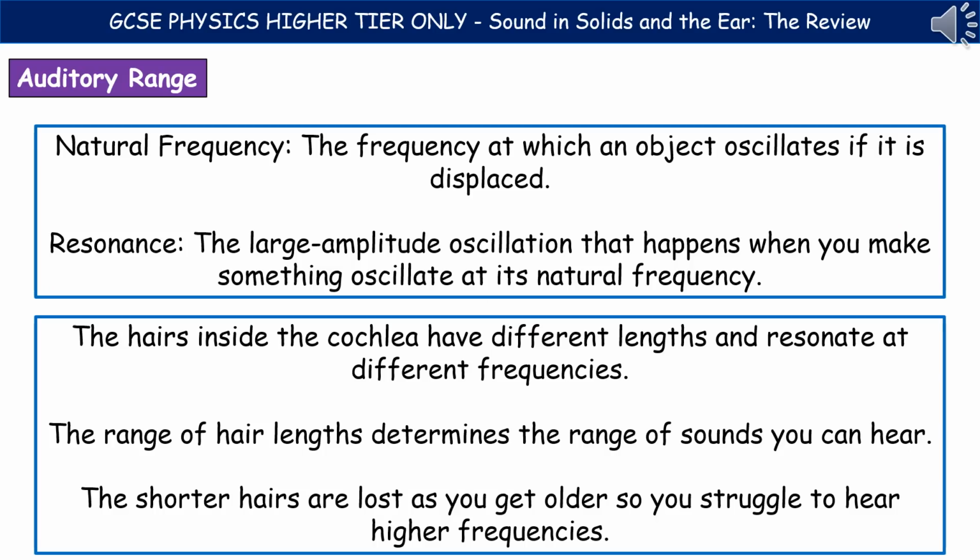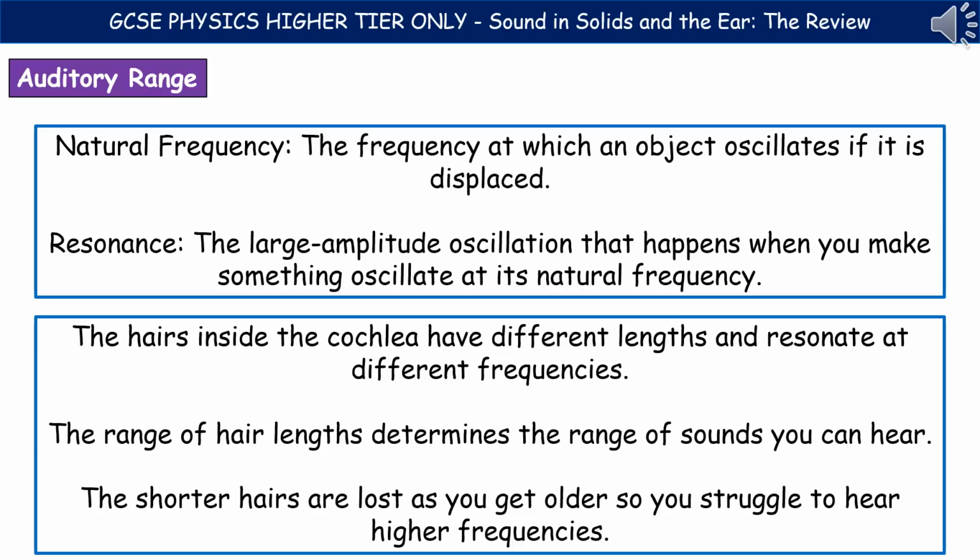Last thing we're going to look at is your auditory range. Now, to do this, we need to understand a couple of key terms. Natural frequency, which is the frequency at which an object oscillates if it's displaced, and the resonance, which is the large amplitude oscillation that happens when you make something oscillate at its natural frequency. Now, what we actually find is that those little hairs we talked about inside the cochlea have different lengths, and therefore they resonate at different frequencies.